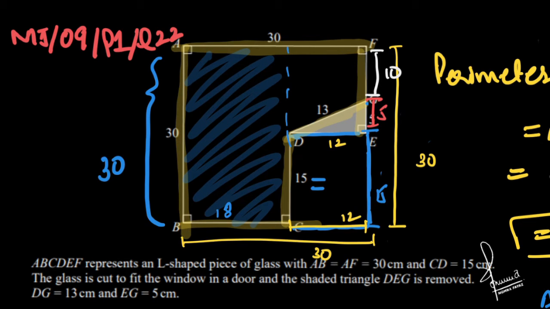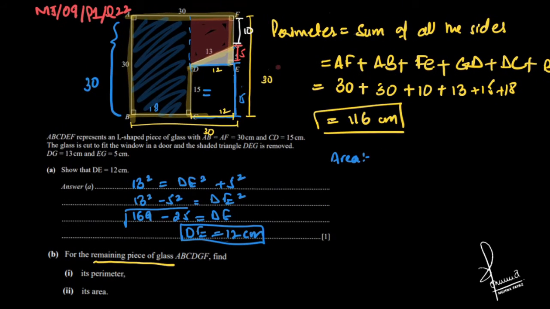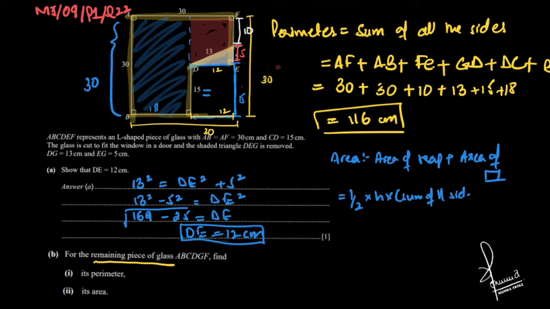The shape that remains behind, what will it be? It's going to be a trapezium. I am left with a trapezium, okay. So for area I will do area is equal to area of trapezium plus area of rectangle, okay. What is the formula for the area of a trapezium? Half into height into sum of parallel sides, and rectangle is length into width, right?